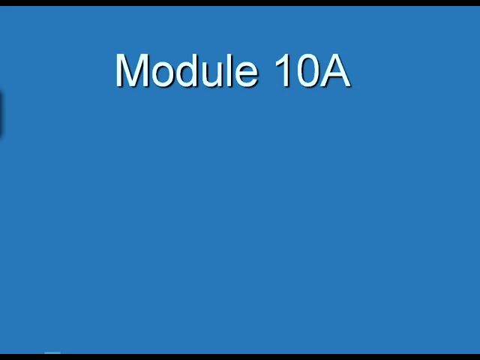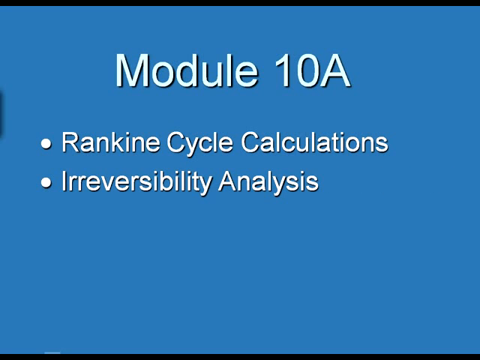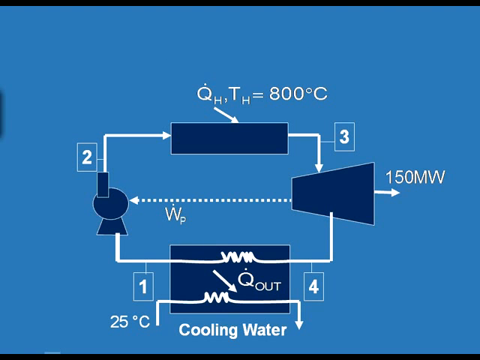Let's take a look at the Rankine cycle in a little more detail. We'll do some Rankine cycle calculations, do an irreversibility analysis of an example problem, and we'll look at scale up to find the mass flows that we need for running our Rankine cycle to produce a given amount of power.